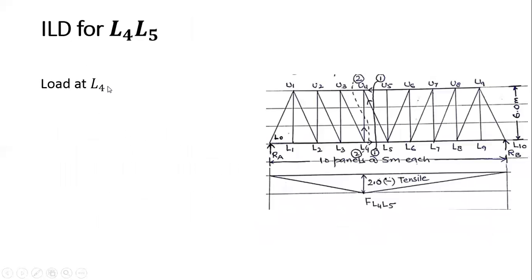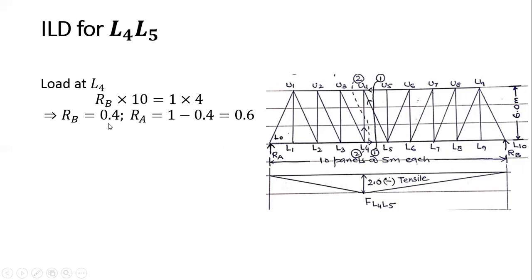Clear? Next, I have to calculate L4 L5. Both are lower chord joints. So here I have to calculate the force in this member L4 L5. Now the train is moving from here to here, so I have to consider the unit load at this point, this point, this point, this point. So I consider it at this point, that is your L4. Then when it is at L4, first I have to calculate RB and RA. So RB into 10 is equal to 1 into 4, when the unit load is here. So RB comes out to be 0.4 and RA comes out to 0.6.